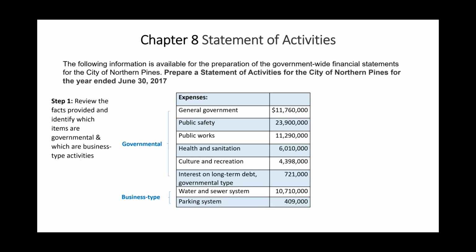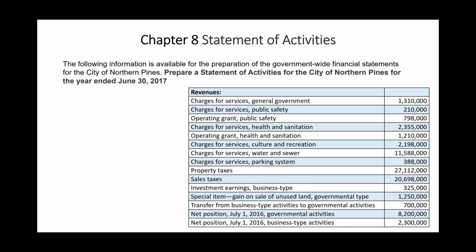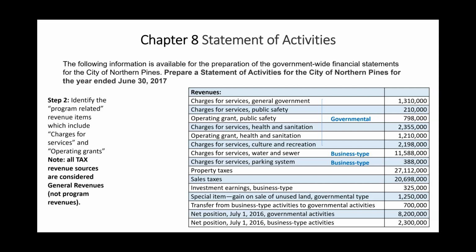Who is this benefiting? Is it benefiting the public at large? Okay, it's a government. It's probably going to be a governmental type activity. So here they have been kind enough to tell us which ones are government, which ones aren't, right? And then they've also given us a list of which ones are charges for services, which ones are operating grants, so we can break those down. We're going to break these down into business type or governmental, and then we will further break those down into program related or general revenue.